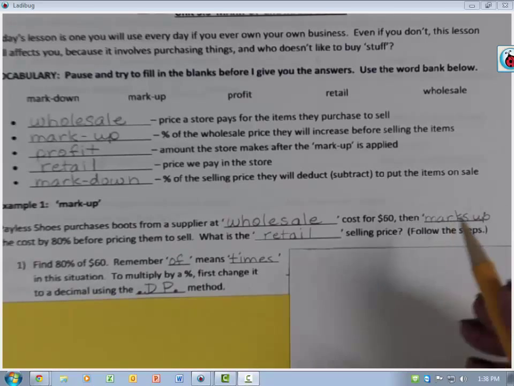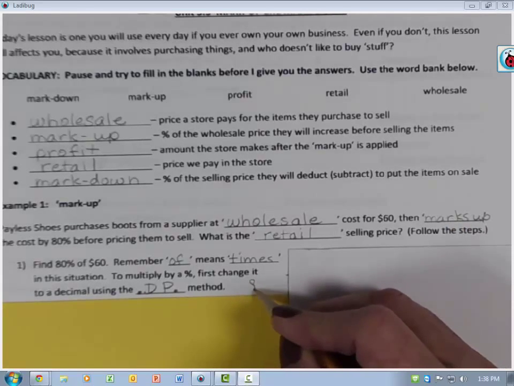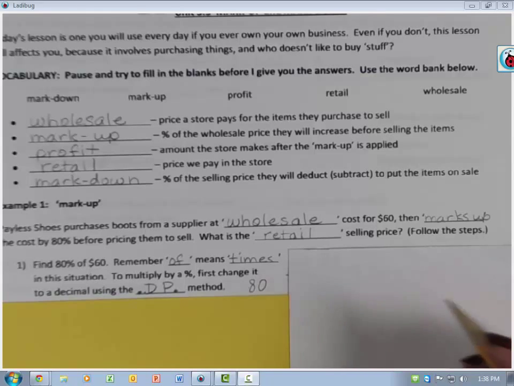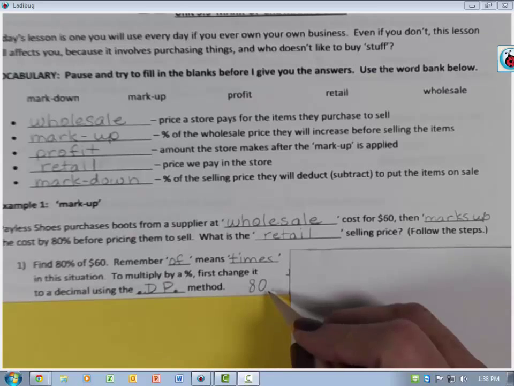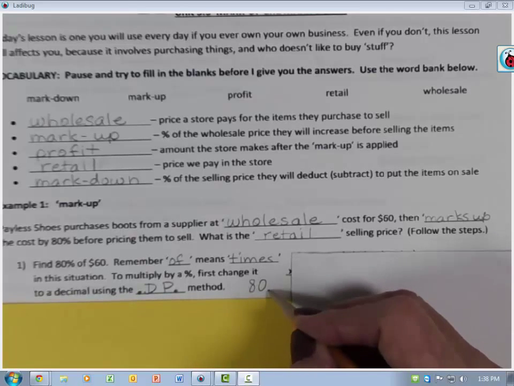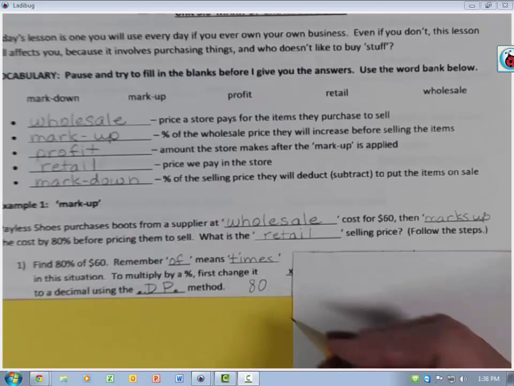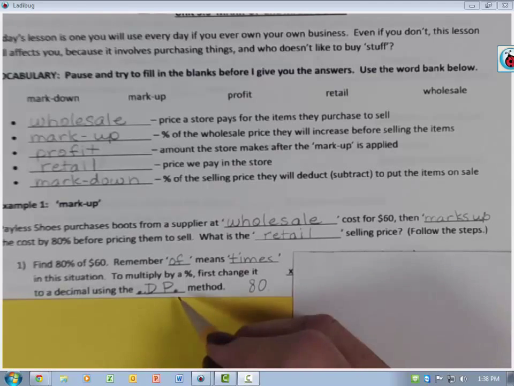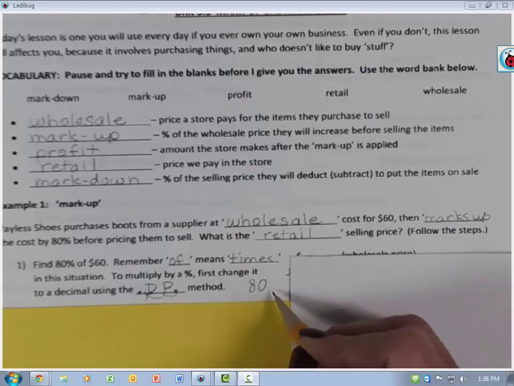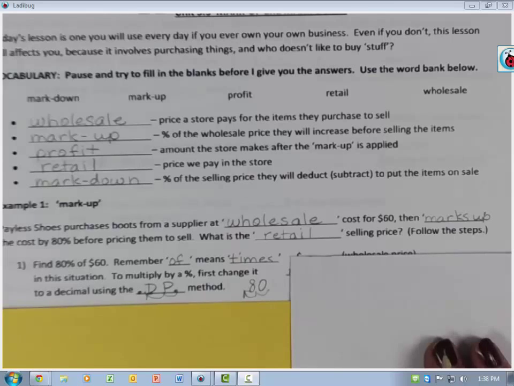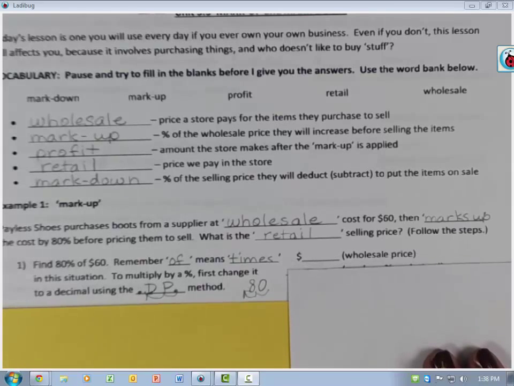So we're going to look at 80% because that's the markup. And how would we change that to a decimal? Well, we're going to put our pencil at the end of it because 80%, the whole number 80, has a decimal at the end. And since we're going from percent to decimal, it's going to go twice to the left. So once, twice, and that makes our decimal 0.80, or we could just put 0.8. It's the same thing.